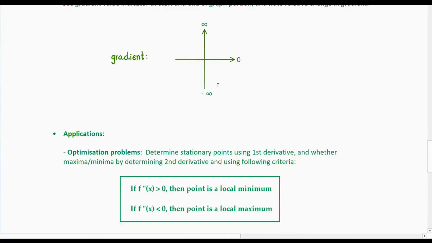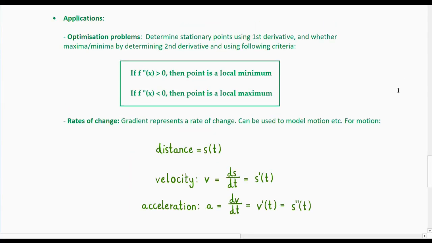And lastly, I showed you the two ways in which differential calculus is applied in your syllabus. The first is optimization problems, where the goal is to maximize or minimize some variable. And how you do that is by determining the stationary points by equating the first derivative to 0. And then you determine whether the stationary point represents a maximum turning point or a minimum turning point by determining the second derivative and subbing in the x values of the stationary points you just determined. If you get a positive value after doing this, then the point is a local minimum. And if you get a negative value, then the point is a local maximum.